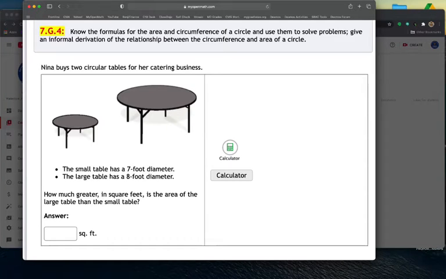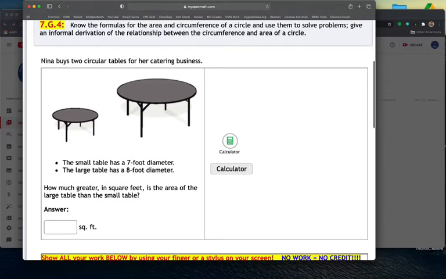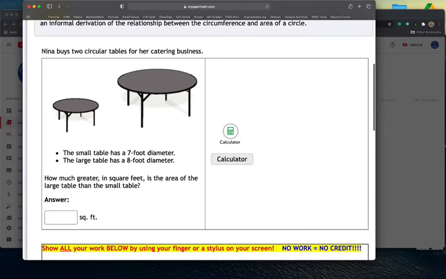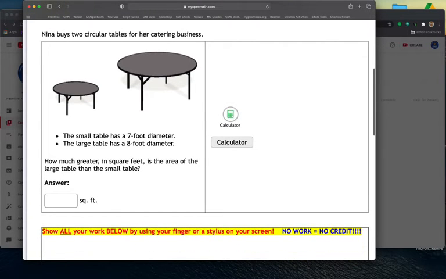In the standard 7.G.4, where we are asked to know the formulas for the area and circumference of a circle and use them to solve problems, we may be presented with a problem like this. In this particular problem, Nina buys 2 circular tables for her catering business.